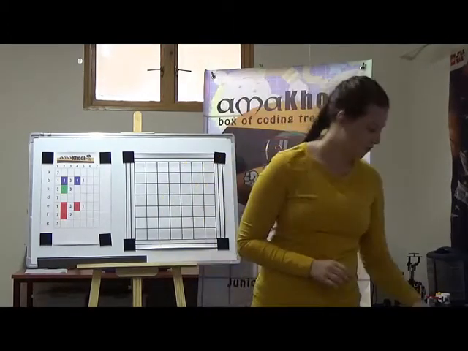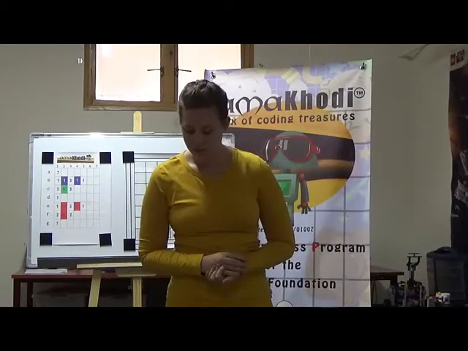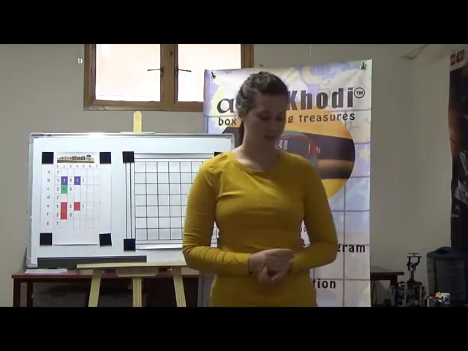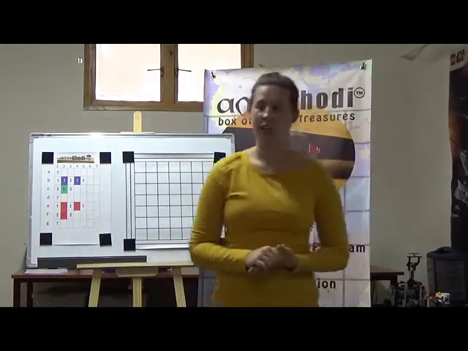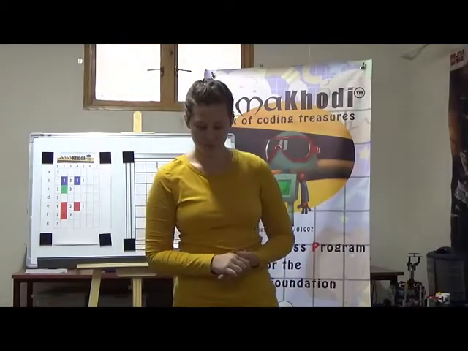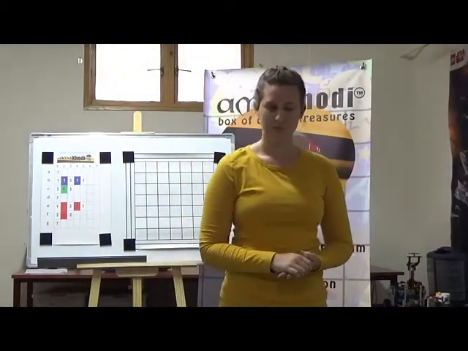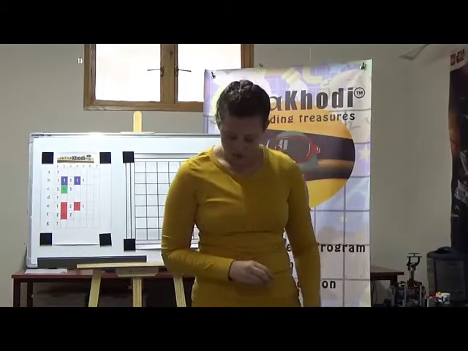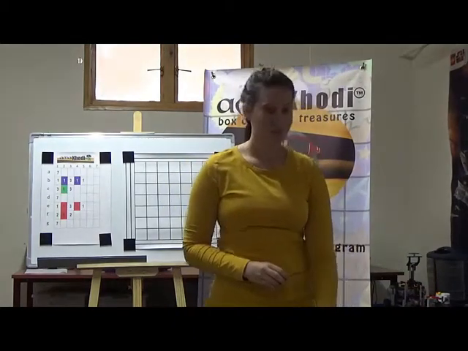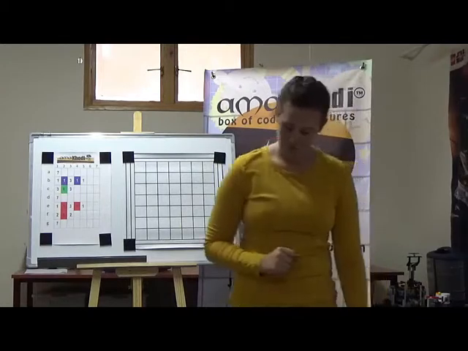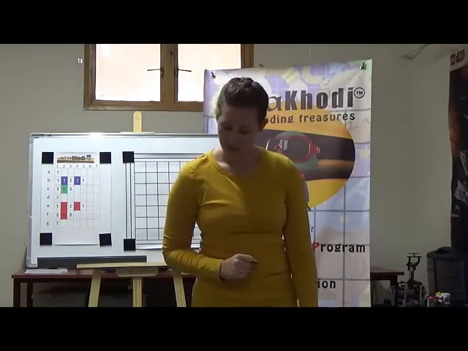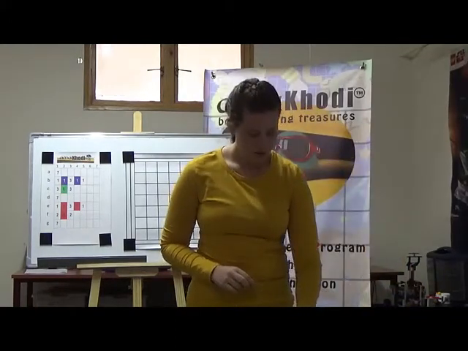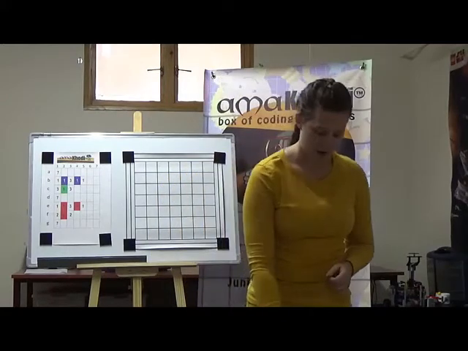Okay, the next part, take for me a green. Put it for me in D3. A green block in D3. Okay, then take for me a red and put it for me in B5. Now take another red one, go put it for me in F5.